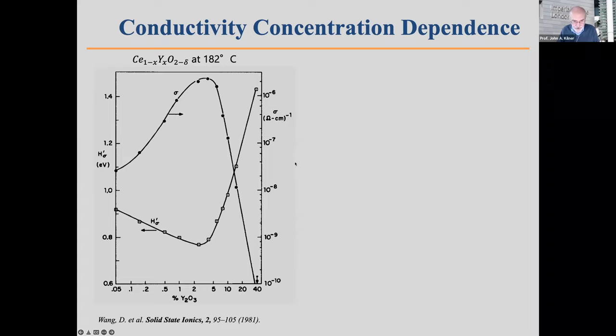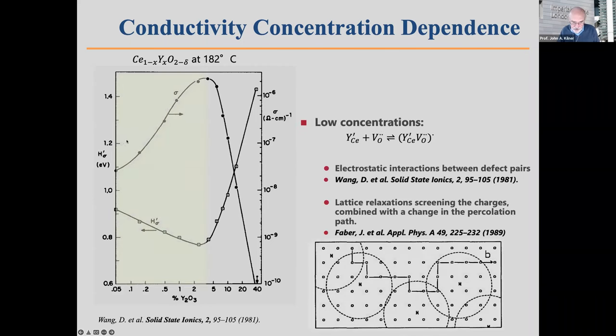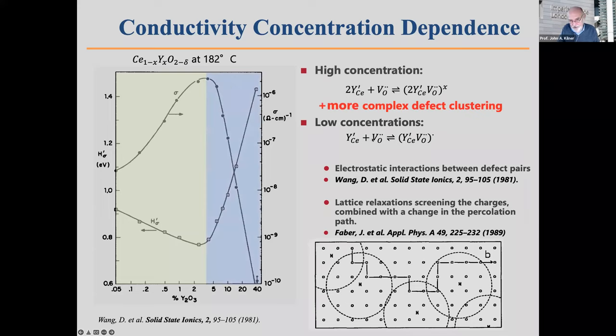And we can split this into two regions. First is the low concentration region, where we believe that these simple pair associates are forming. And it was proposed quite some time ago that populating the lattice with these associates, we have electrostatic interaction between them, and it weakened the binding energy of these pairs, and hence the activation energy went down. But when we get to a point here, which is about a few percent of the additive, we move into a high concentration regime where these are so populous now that we get the formation of higher defect clusters with much tighter binding, the activation energy shoots up and the conductivity drops down.